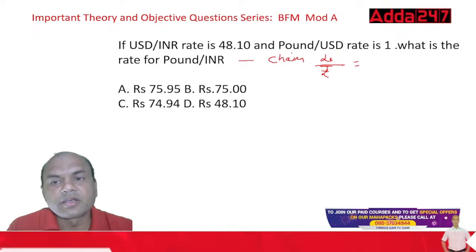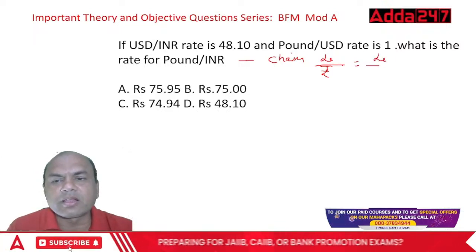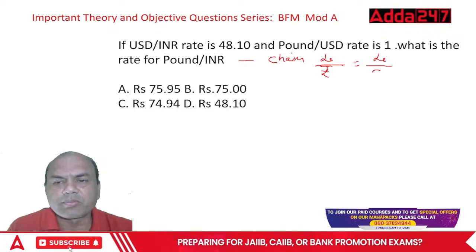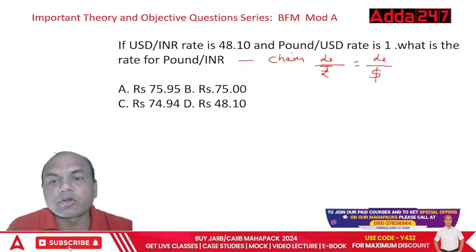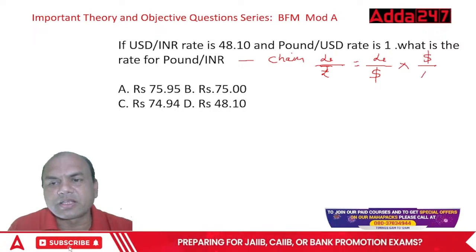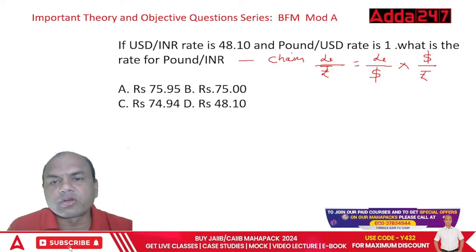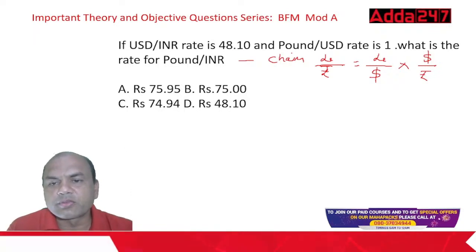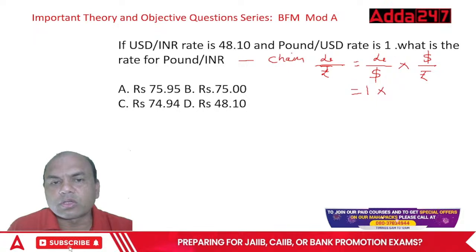Pound to dollar will bring in a common currency over here. We want pound to rupee, so pound to dollar into dollar to rupee. In the comment section, everyone type the answer now. Do we have pound to dollar? See this, pound to USD is given as 1. So it is 1 into dollar to rupees.